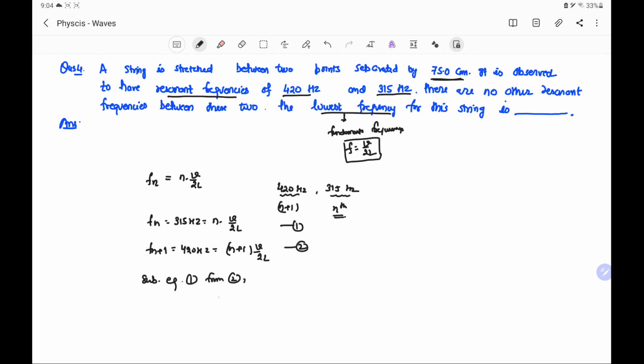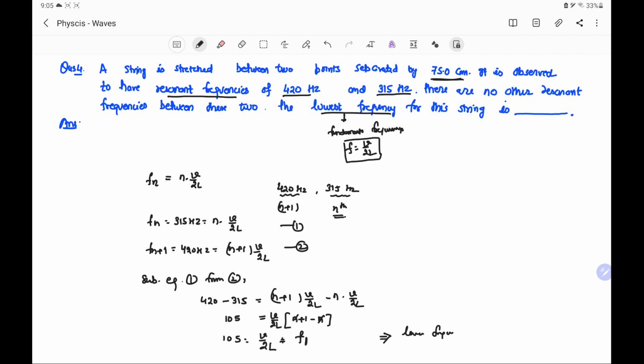We will have 420 minus 315 equal to (n+1) V by 2L minus n V by 2L. If we simplify it, this will be 105, and taking V by 2L common, we have (n+1 minus n). This n and n get cancelled, so 105 will be equal to V by 2L, and this is the fundamental frequency, that is F1. So this implies that the lowest frequency for the string is 105 Hz.